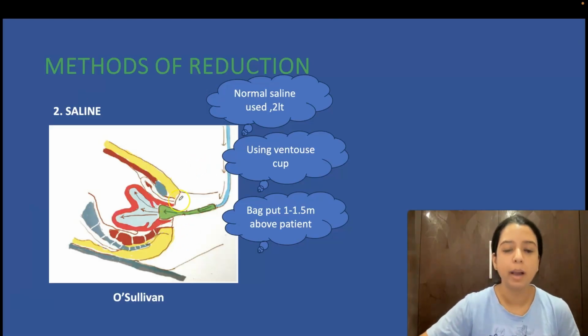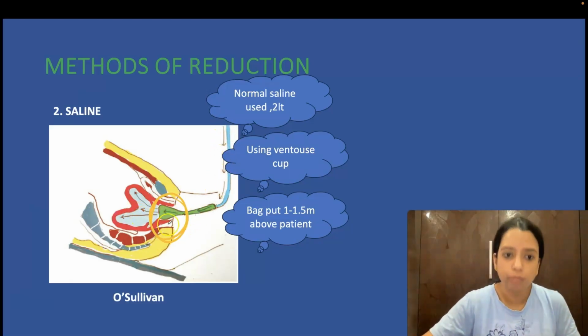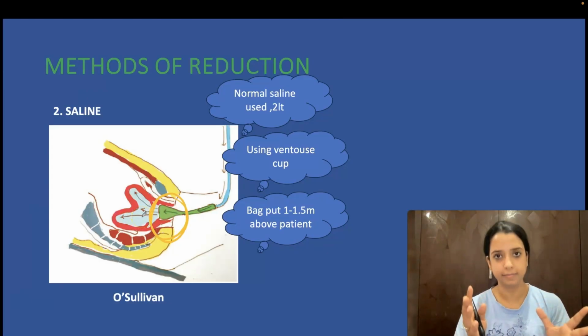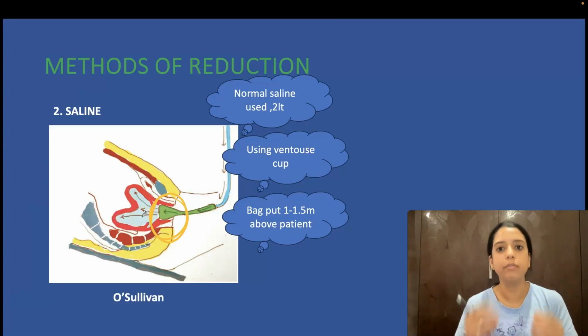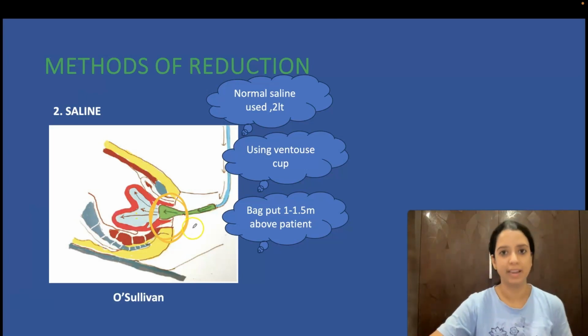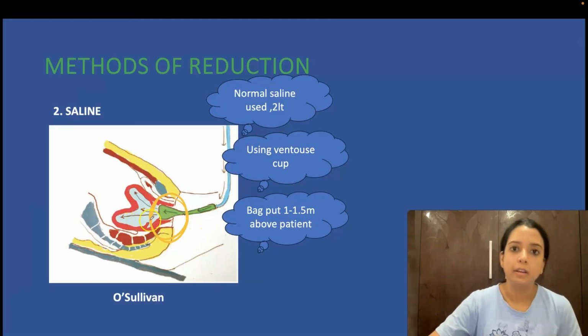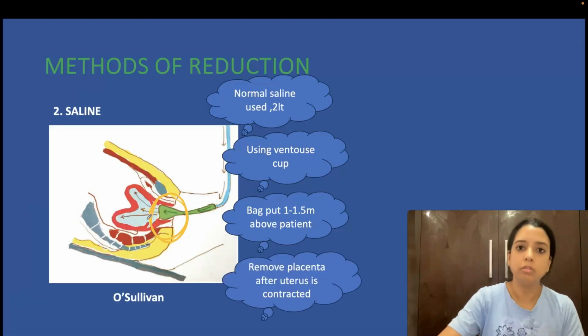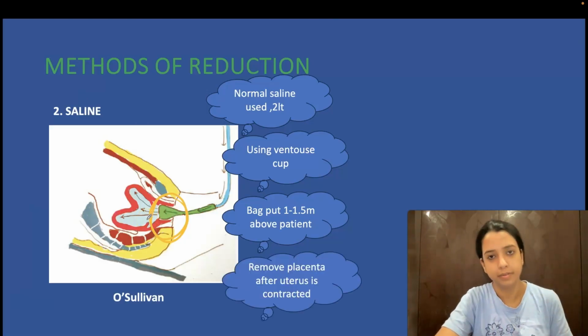So you use a ventouse cup. Can you see? You use a ventouse cup so that the saline goes inside the uterine cavity and doesn't come out. It goes so forcefully inside the uterine cavity that it pushes the segment back to its place. So here you use saline instead of hand for repositing the uterus, and you use a ventouse cup for infusion of saline. Again, once it has been reverted to its position, you start the oxytocin and you also remove the placenta once the uterus is contracted. Again, you will continue the oxytocin for 12 hours and start the patient on antibiotics also.